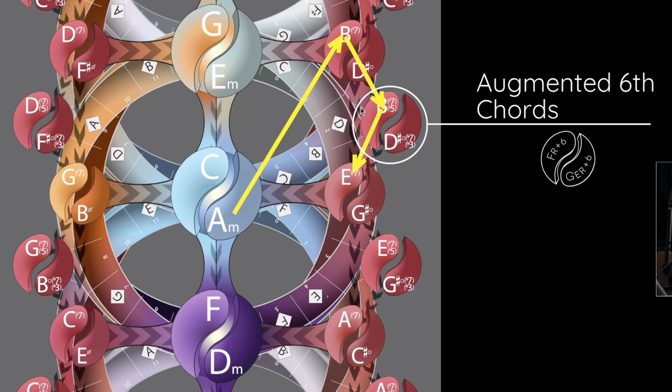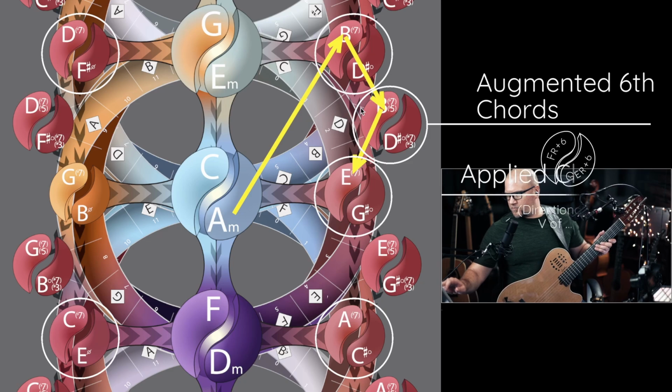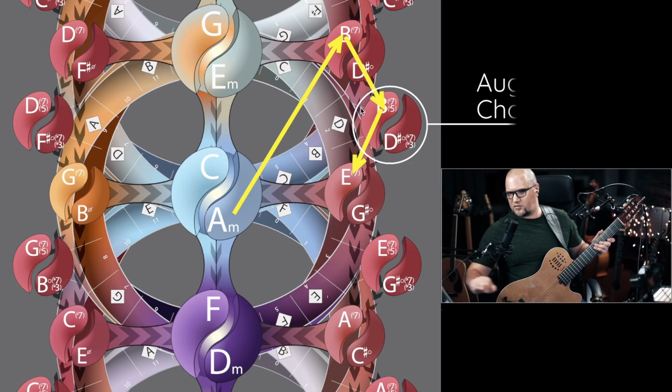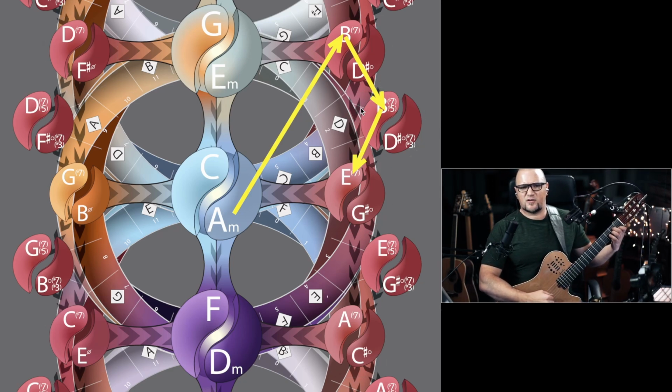So let's check that out. Oh, wow. There we go. So A minor, B7, B7 with a flat 5. So let's try that. Nice way of playing that.